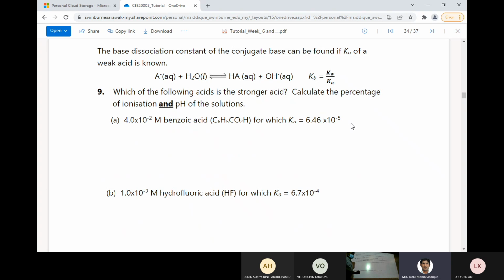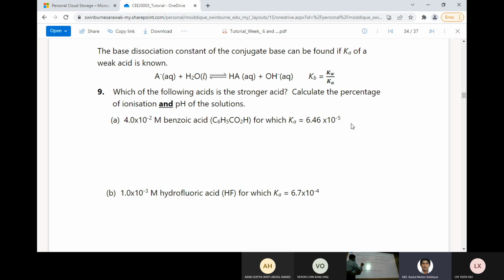How do you know which one is stronger acid? What is the characteristic of a stronger acid? Yes, or in other way, we can say that percent of ionization will be higher. So we can only find out which is stronger once we find the percent of ionization. How do you find it? Percent of ionization, benzoic acid.